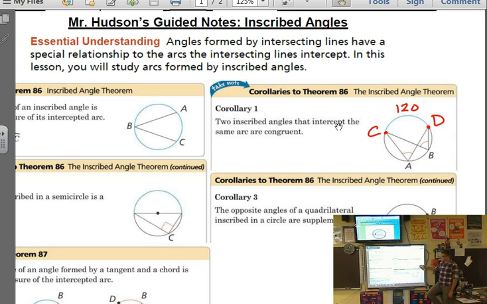Would that apply to theorem 86, or would this not? What do you mean? So, like, you know how it says.